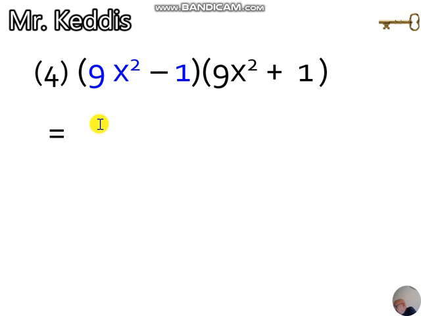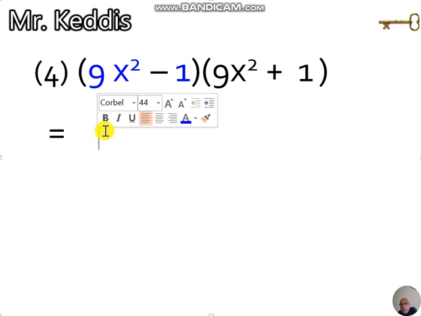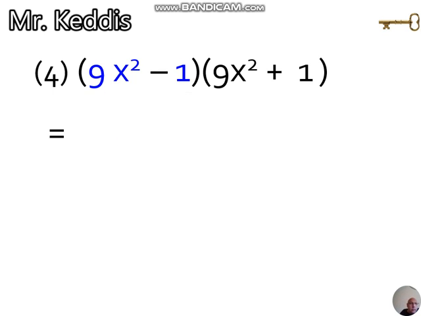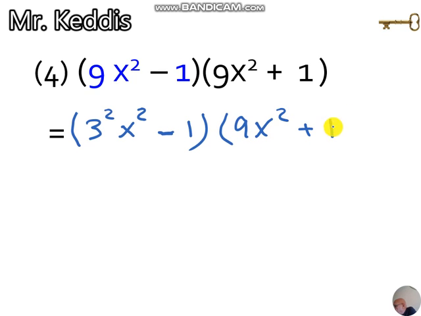9x squared means 3 squared x squared minus 1. And here 9x squared plus 1. This is the sum of two squares. I cannot factor this, but I'm going to keep factoring the other one.